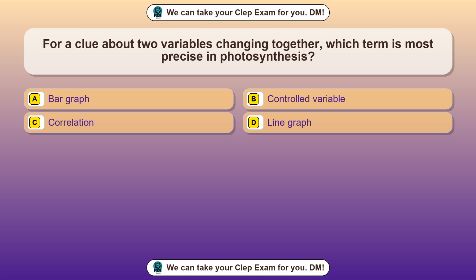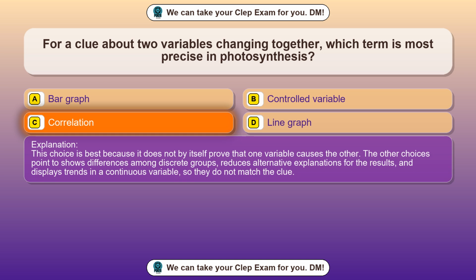Option D, line graph. The correct answer is option C, correlation. This choice is best because it does not by itself prove that one variable causes the other. The other choices point to shows differences among discrete groups, reduces alternative explanations for the results, and displays trends in a continuous variable, so they do not match the clue.